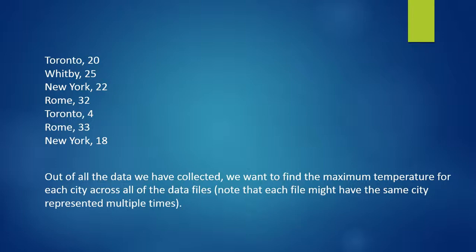So we can see one file with these tuples: Toronto with a temperature of 20, Whitby at 25, and the list goes on. Out of all the data we have collected, we want to find the maximum temperature for each city across all the data files. One key thing to note here is that each file may have the same city represented multiple times.